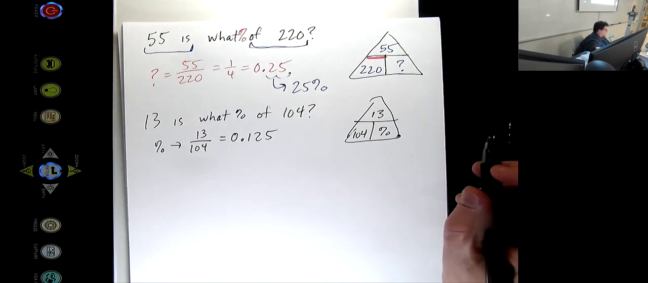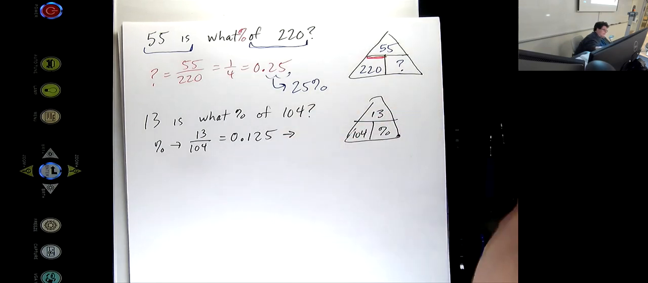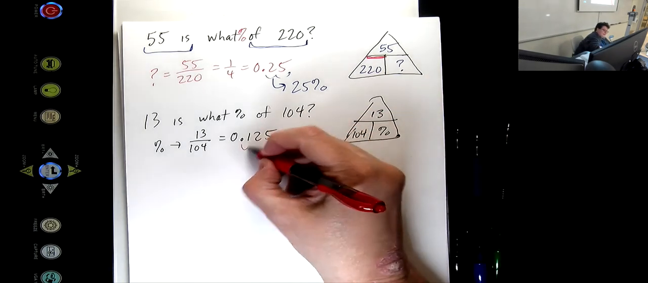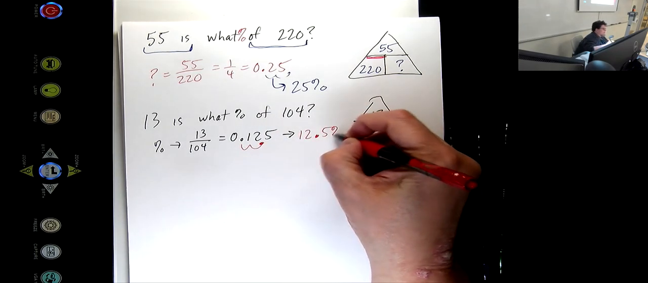I set it up the way I wanted to. I like the triangle, I've never seen that before. You guys like doing it a different way? And if I move the decimal right twice, it's 12.5%.